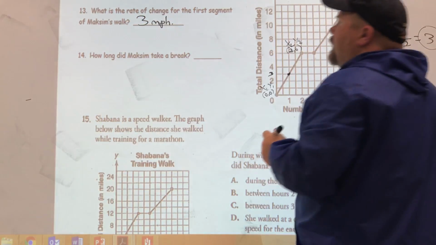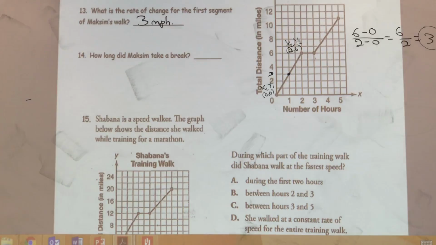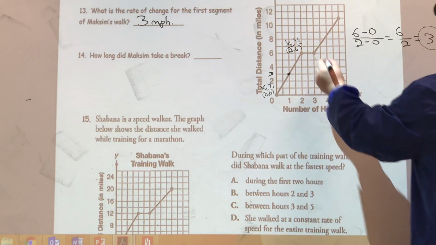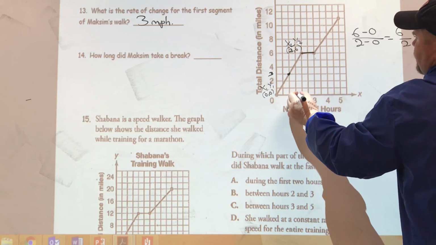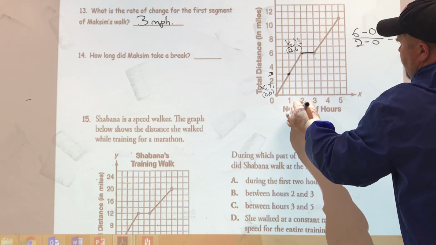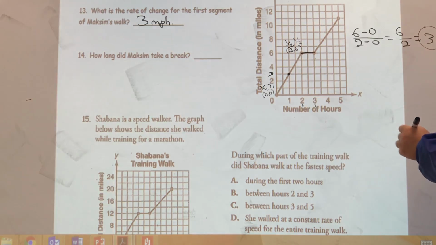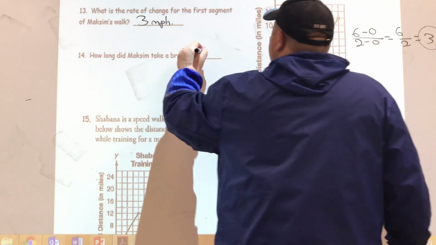hour. How long did Malik take a break? How long did he take a break? So the break is right here, and that is from hour number 2 to hour number 3. So he took a break for 1 hour.